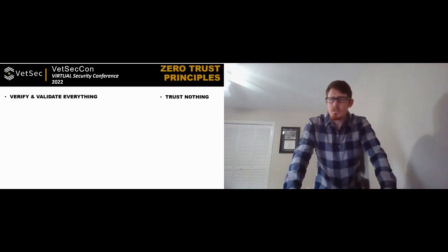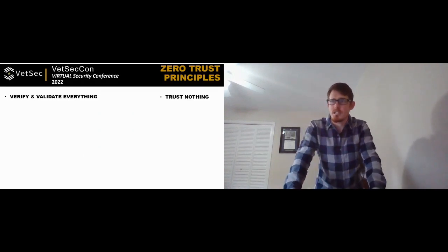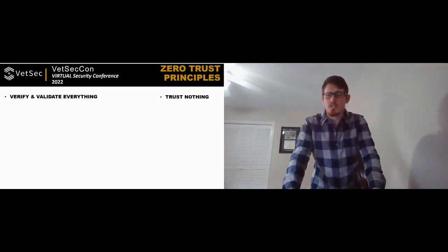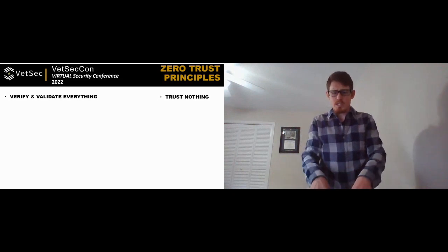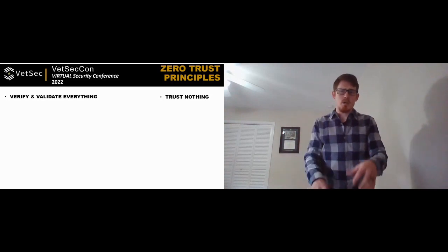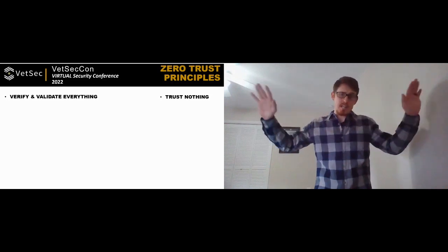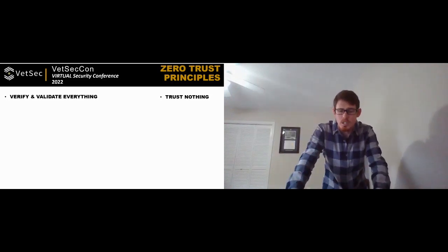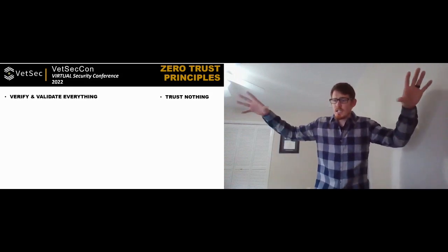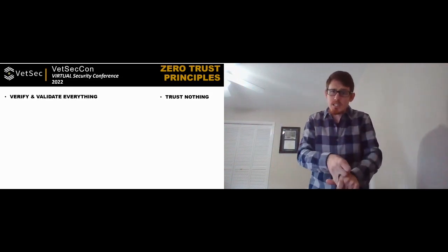So the two main principles of zero trust are verify and validate everything, trust nothing, right? Within a zero trust architecture, you want to know who is communicating to whom, how, and why. I don't trust anything within my network. I don't trust anything outside of my network. I only care that everything coming in is verified and validated that it can be in this area.